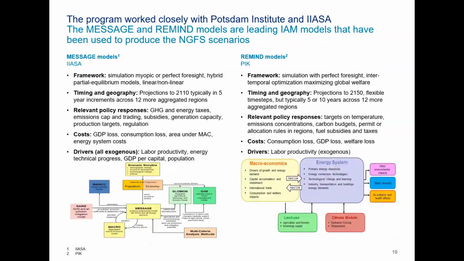And in particular, we focused on two main groups of models, one from the Potsdam Institute and one from the International Institute for Applied Systems Analysis, IIASA. These are called the MESSAGE and REMIND models. And these models are the ones that are specifically used for the most part in the NGFS scenarios, as well as ones that are used in a variety of different climate risk tools, not only including that UNEP FI Oliver Wyman tool that we've just talked about previously, but also in a number of other tools.